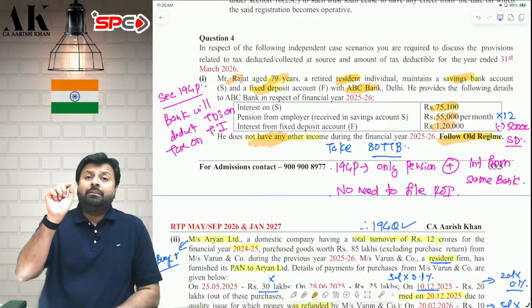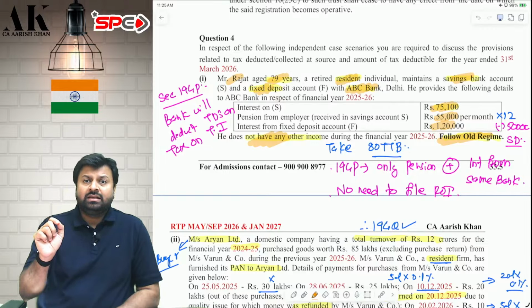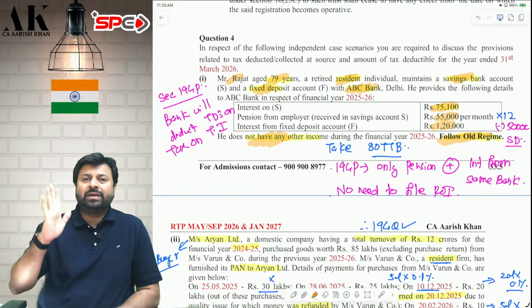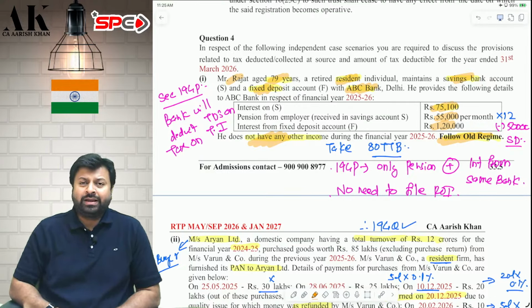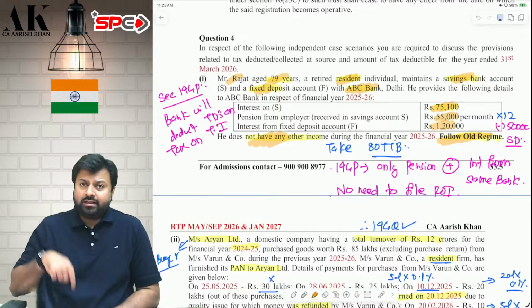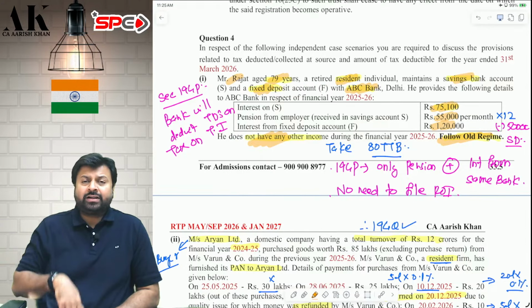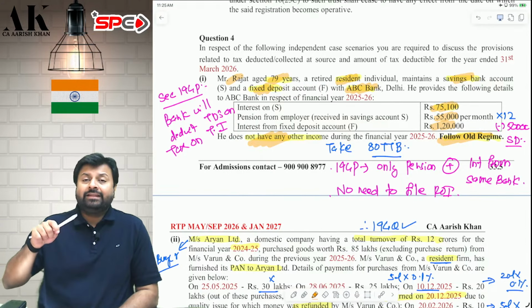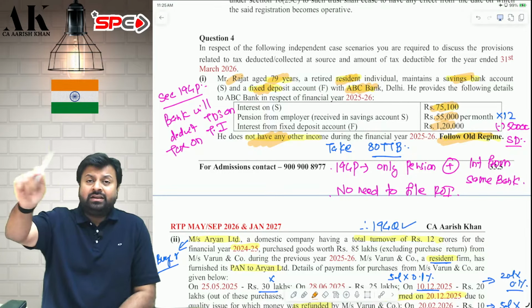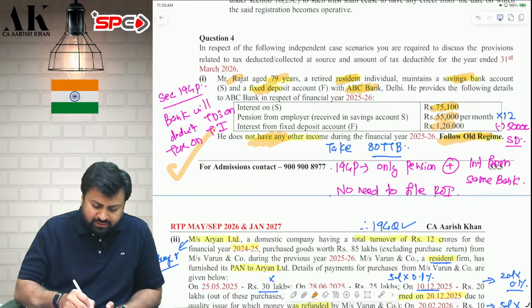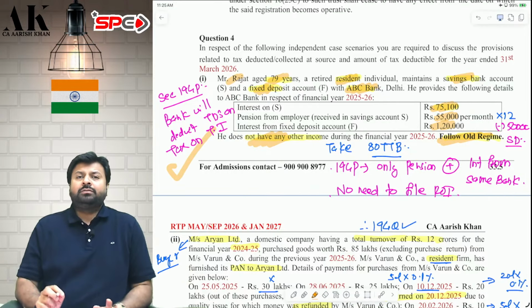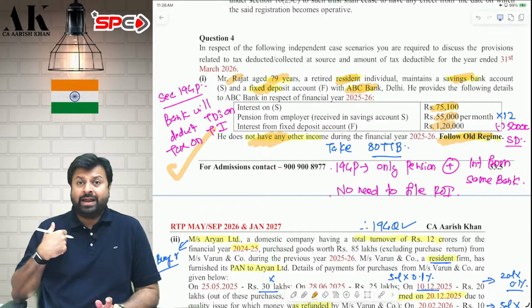Then the bank will compute the total income of the assessee. The bank will deduct exact TDS based on slab rates, old regime or new regime, as the case may be, followed by the customer. Here the customer is following old regime, so the bank will deduct TDS as per old regime. And then the senior citizen who is 75 years old is not liable to file the income tax return. So this is what this question is all about. Here the TDS will be deducted under 194P by the bank.